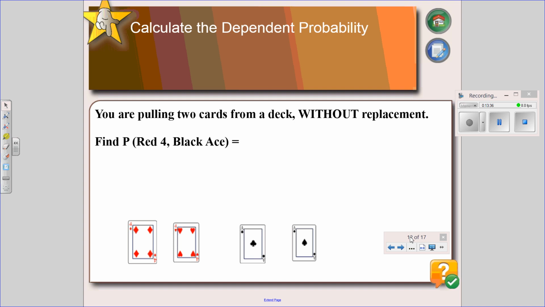What is the probability of a red 4 followed by a black ace? This is a very random specific event, but these are dependent events because if I pull out a red 4 from the deck of cards, let's say this one gets pulled. That is the 4 of hearts.